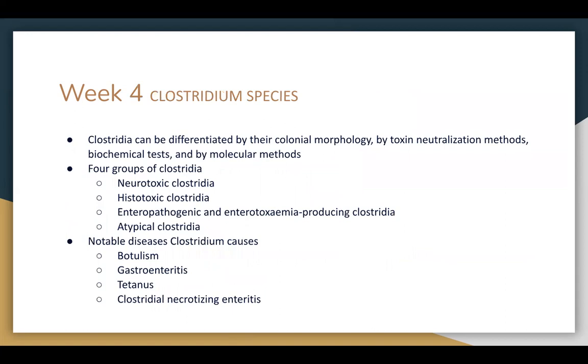The Clostridium species can be differentiated by their colonial morphology, by toxin neutralization methods, biochemical tests, and by molecular methods. There are 4 groups of Clostridia: neurotoxic Clostridia, histotoxic Clostridia, enteropathogenic Clostridia, and atypical Clostridia. The notable diseases that Clostridium causes are botulism, gastroenteritis, tetanus, and Clostridial necrotizing enteritis.